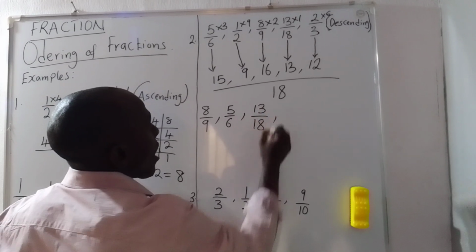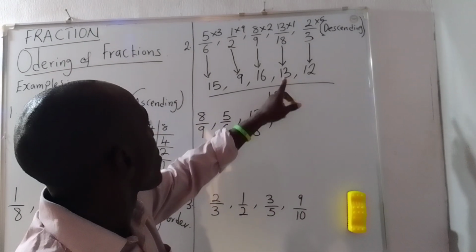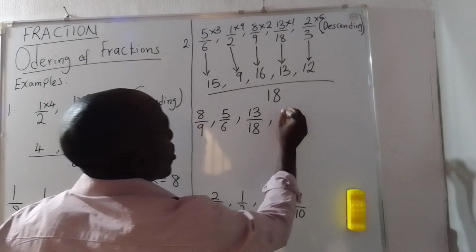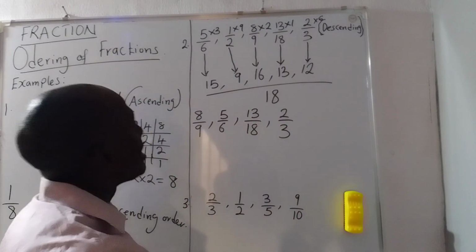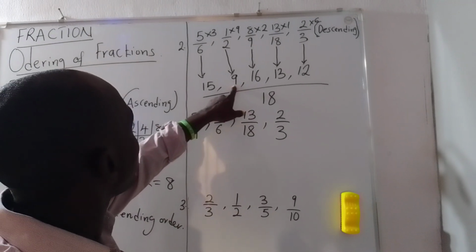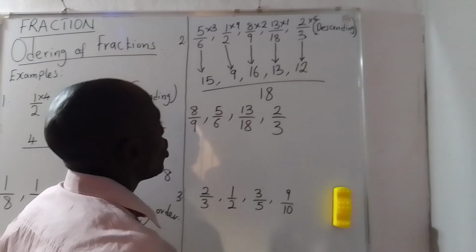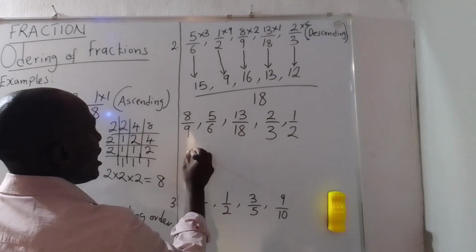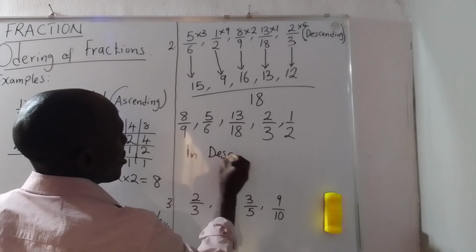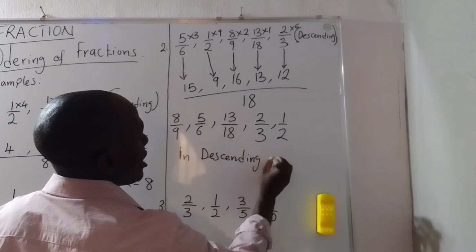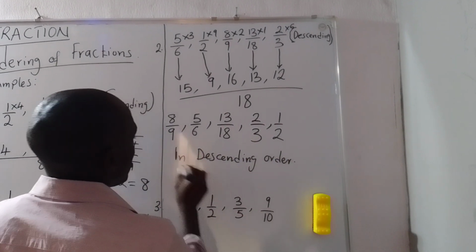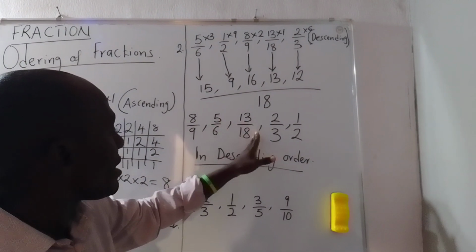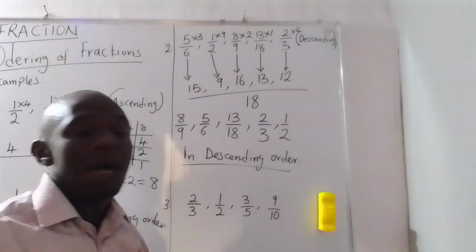Now, after 13, we have the next number, which is 12, which came from 2 over 3. Then let's look at the smallest number, which is 9. 9 came from 1 over 2. So the smallest fraction is 1 over 2. This is in descending order. So 8 over 9 is the biggest fraction, followed by this, followed by this, followed by that. This 1 over 2 is the smallest among them.